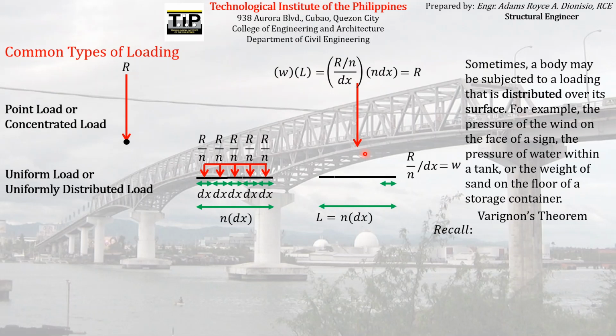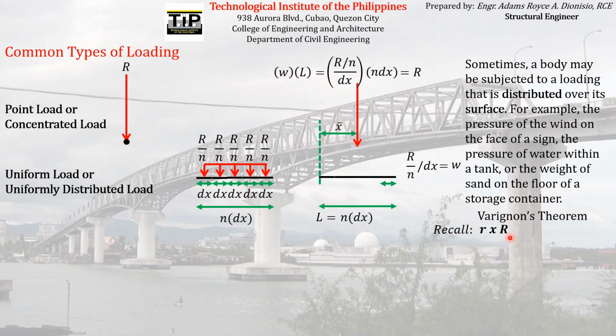Sabi ni Varignon sa Varignon's theorem, kung ito daw ay resultant nitong several forces na to, therefore, dapat yung moment nitong resultant na to with respect to certain points. Say, for example, dito sa edge na to, dapat yung moment niya dito sa edge na to. Paano ba kumuha ng moment? Moment is just equal to force times moment arm. So, ito na lang yung moment arm natin. Tawagin na lang natin yung x-bar.